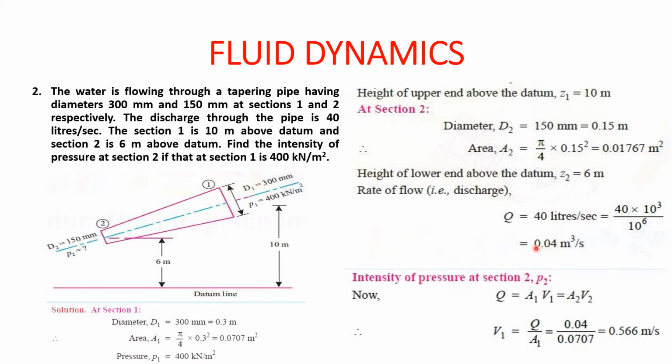Now for the intensity of pressure at section 2, that is P2. By the continuity equation, Q is equal to A1 V1, so V1 is equal to Q divided by A1. Q is 0.04 and A1 is 0.0707, so we get V1 as 0.566 meters per second. This is the velocity at section 1. As this is a tapering tube, naturally the velocity will be maximum at section 2. Let's see if we get V2 greater than V1.